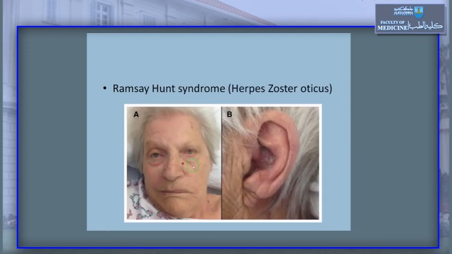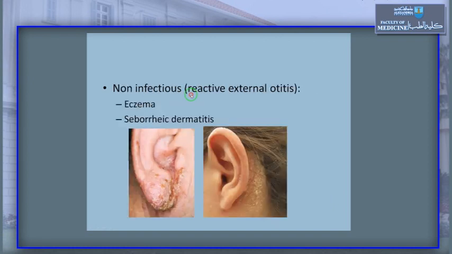The other type of viral disease involving the external ear, of course, is Ramsay-Hunt syndrome. It involves facial nerve paralysis, and in this syndrome, the patient can develop vesicles in the skin of the concha, the part of the auricle behind the external auditory canal. This topic is covered in more detail with facial nerve paralysis.